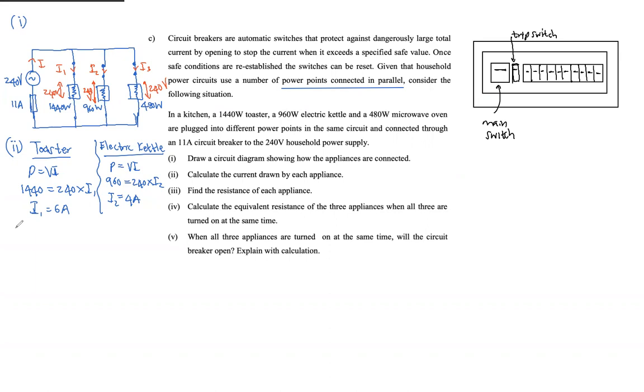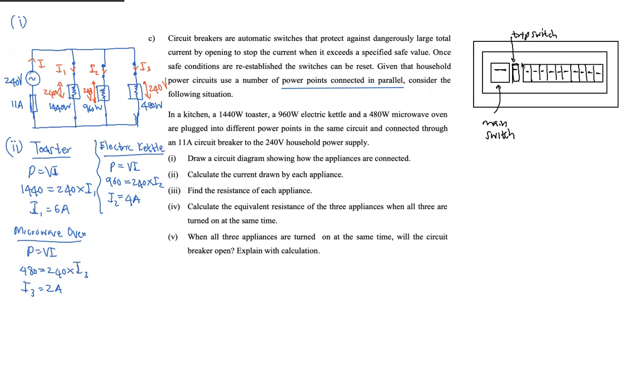The next one is the microwave oven. When you apply P equals VI, power is 480 watt, voltage is 240 and current is I3. So I3 is equal to 2 ampere. Total current is 12 ampere. So if you turn on everything at once, the circuit breaker is going to turn off. Okay, so we have found the currents, done.